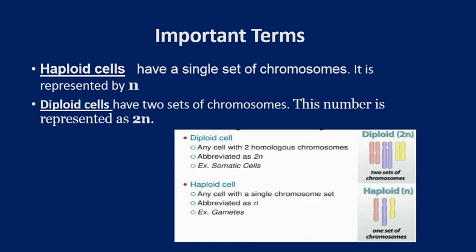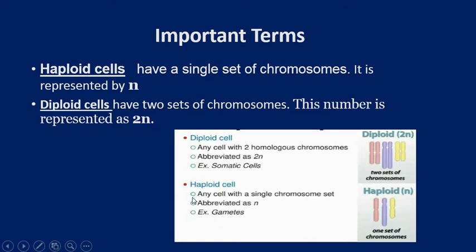Before we start meiosis, we should know some important terms. So first of all, haploid. Haploid cell means having a single set of chromosomes. It is represented by N. You have done all these about chromosomes in the previous lecture, and mitosis was our topic. Now you can see here, the word is haploid cell.